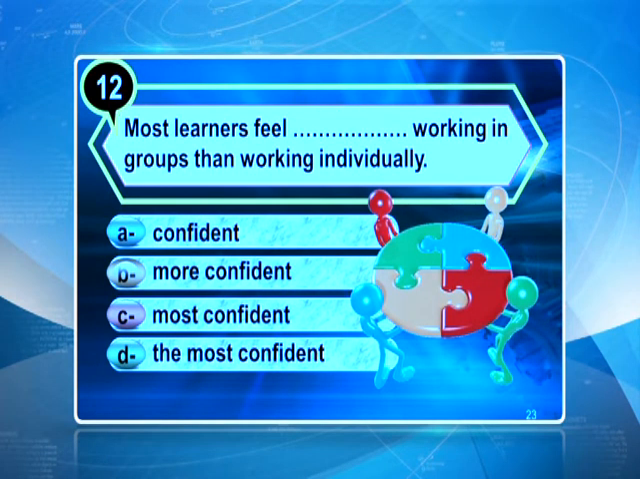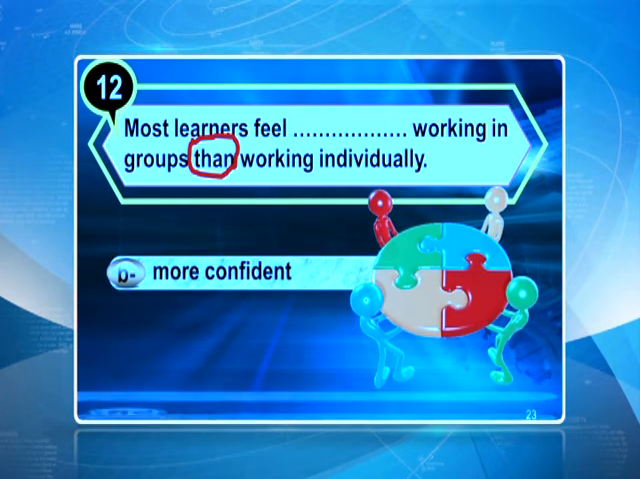Let's move to the following sentence. Most learners feel working in groups than working individually. We have the word confident, more confident, most confident, the most confident. Again, here we have to look for clues to help us. Here we have the word than. So it's clear that we are talking about a comparison. And since we know that you have a long adjective, which is confident, repeated every time, we have to use the comparative form, which is more confident than.